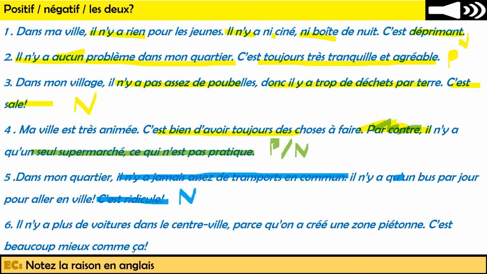And then finally, numéro 6, il n'y a plus de voitures dans le centre-ville parce qu'on a créé une zone piétonne. C'est beaucoup mieux comme ça. This one's the hardest. So, there's no longer cars in the center of town. This is what I've highlighted. Because they've created a pedestrian zone, une zone piétonne. Now this is where we talk about knowing the unknown and seeing what you can work out. C'est beaucoup mieux comme ça. So you have to know the word mieux, which is better. It's lots better like that. So this one is positive. Okay, I'll confirm these more clearly on the next slide.